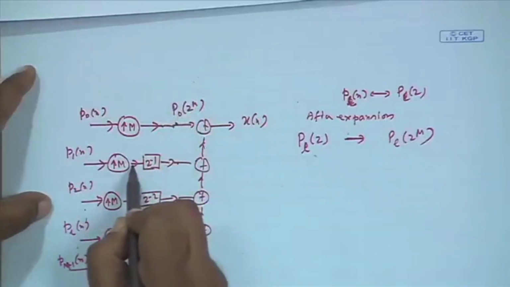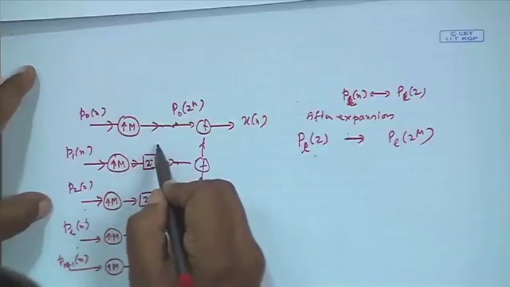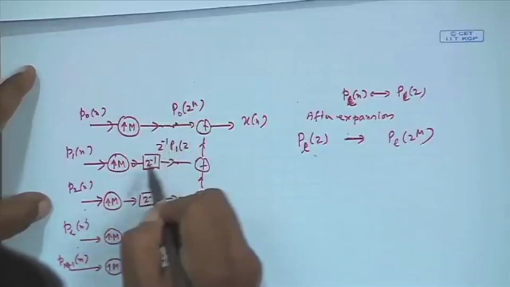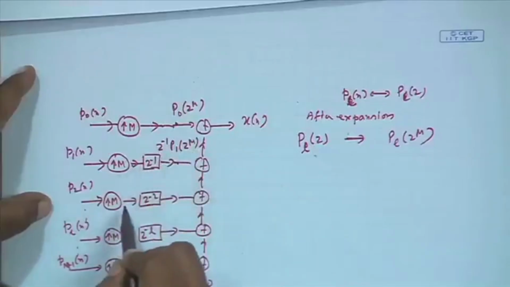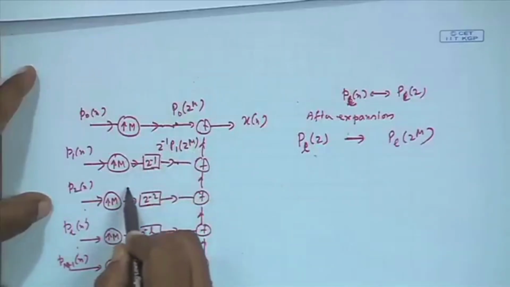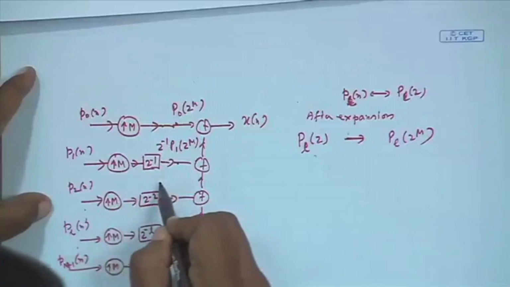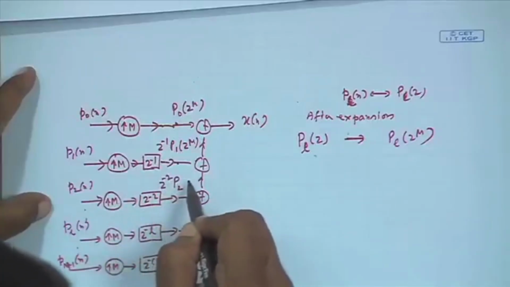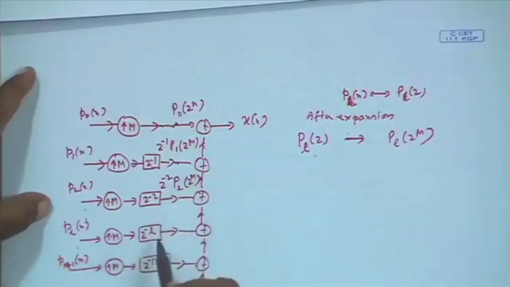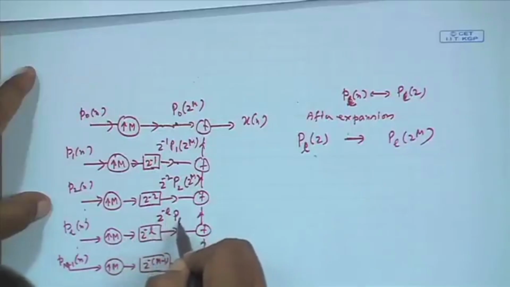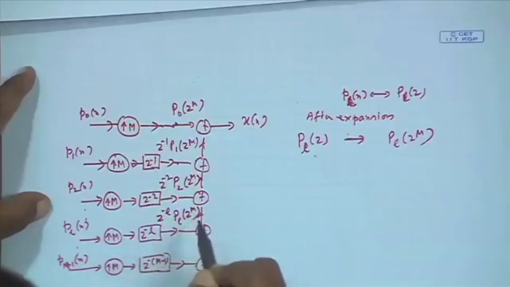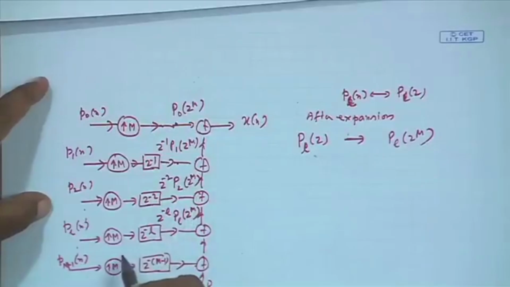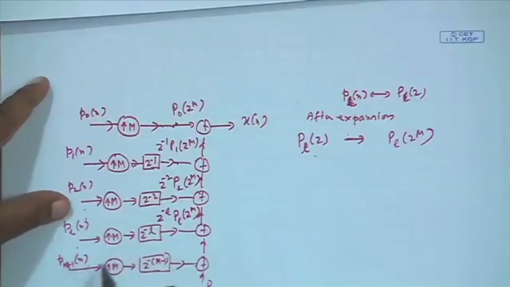This will be P0 Z to the power m, followed by delay. So Z inverse P1, Z to the power m. Here it will be capital P2 Z to the power m after expansion, then Z inverse 2. So it will be Z inverse 2 P2. Here it is again capital PL Z to the power m, then Z to the power minus L. And lastly here again capital Pm minus 1 Z to the power m, and then this delay.